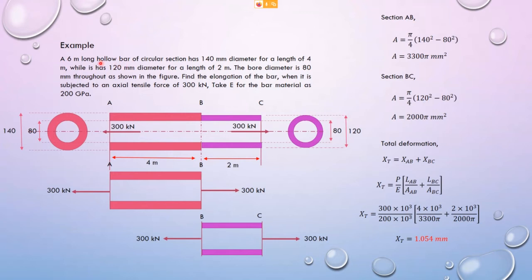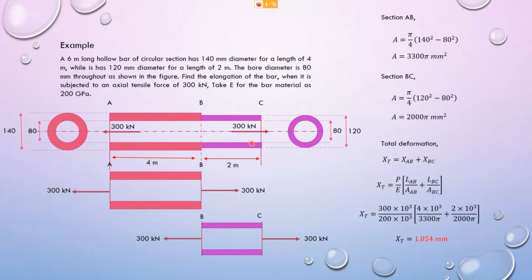Okay, a 6-meter long hollow bar of circular section has 140 mm diameter for a length of 4 meter. So that means this. I have drawn the diagram for you actually. 4 meter, while it has 120 mm diameter for a length of 2 meter here. The bore diameter, that means the hole, H-O-L-E, the bore diameter is 80 mm throughout. That means you have a hole throughout the entire rod.